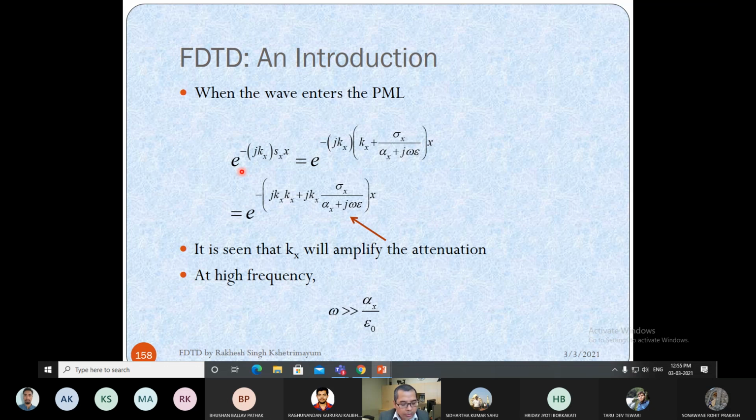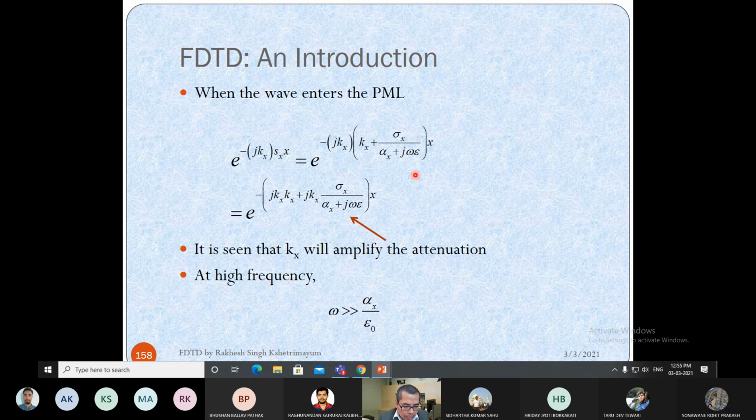And here in this case, I assume that gamma x is jkx. So in that case, exponential minus jkx, x is what? It's a wave propagating along the positive x-axis. And I multiply by a scale factor here. That's what I have in the PML layer. I will multiply by a scale factor with the propagation constant. What is our scale factor? Kx plus sigma x by alpha x plus j omega epsilon. I have actually added the alpha x term in the denominator so that I can observe the behavior of the wave with respect to frequency.